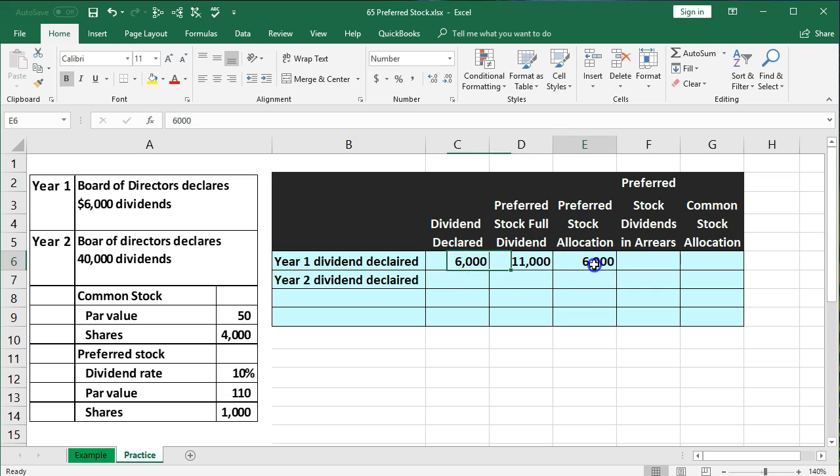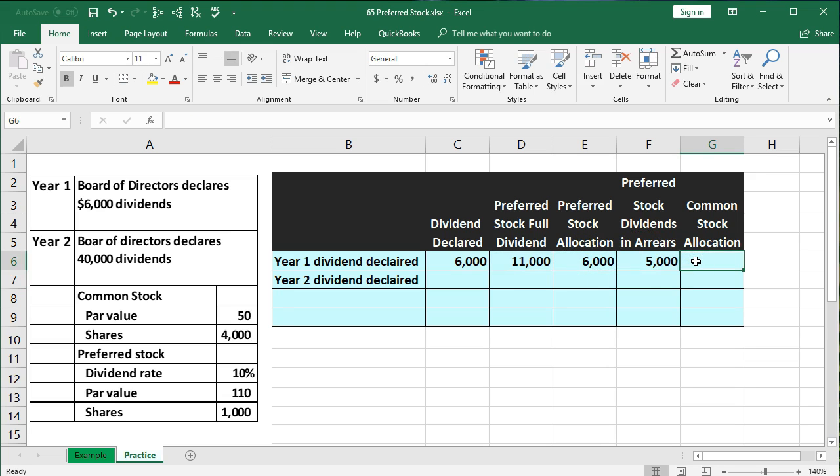in this number here. And then we've got the preferred stock dividend in arrears, meaning we're not going to pay the 11,000 this time, but we have to still pay it. It's going to accumulate forwards, anything that we didn't pay, and we're going to have to pay it out in the future before the common stock gets anything. So in other words, this is going to equal the 11,000 minus the 6,000, 5,000.